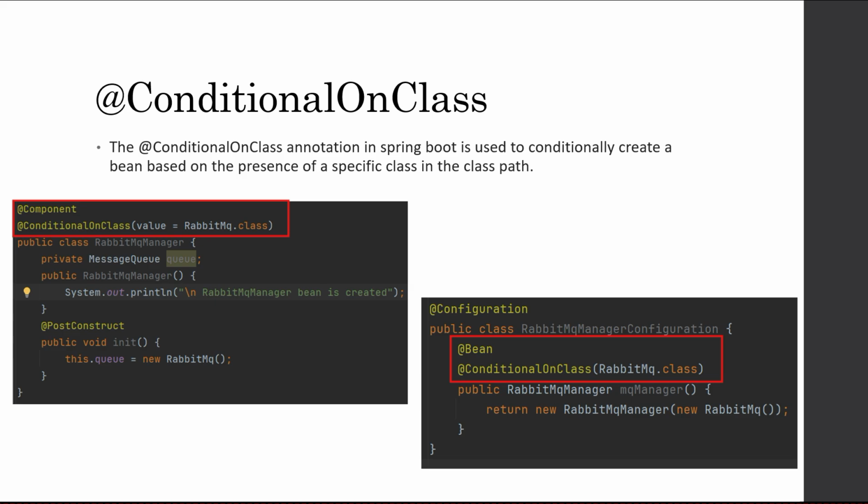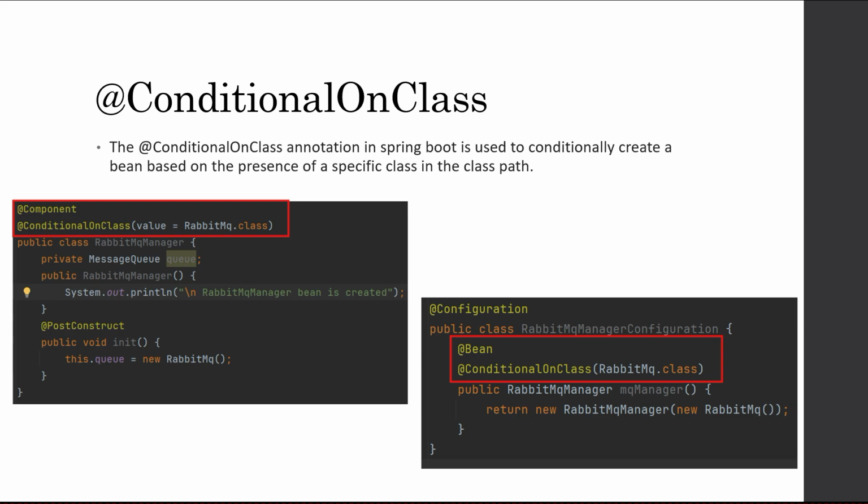In the second screenshot, we can see that we have a configuration class named RabbitMQManagerConfiguration. This class has a bean method named mqManager, and on this bean method we have also applied the @ConditionalOnClass annotation, and in the argument we are passing RabbitMQ.class.